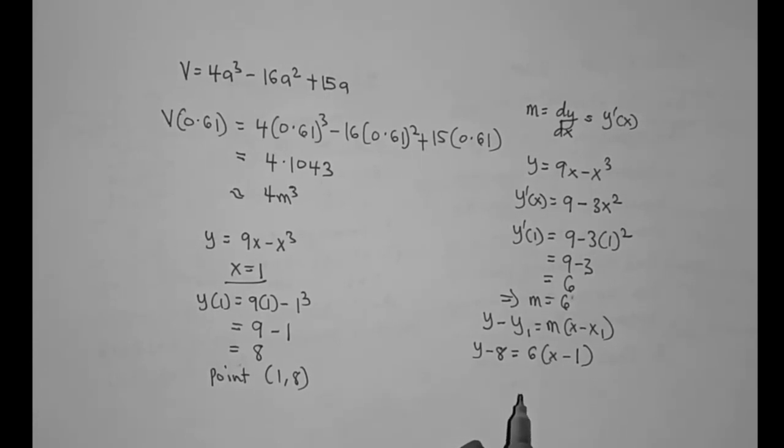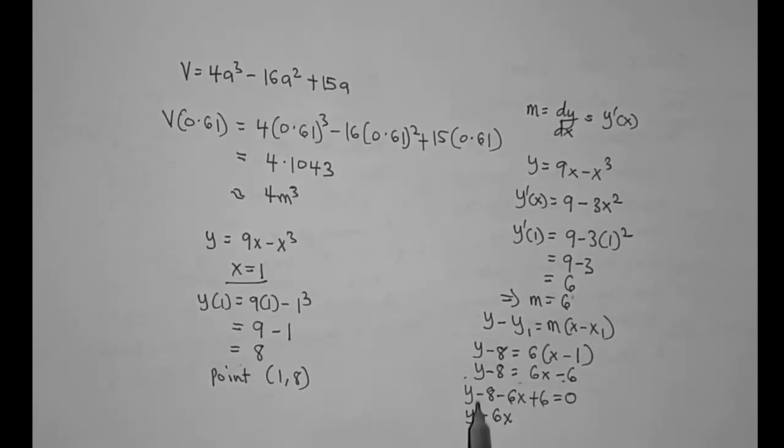So let's go ahead and distribute this. So y minus 8 is equal to 6 times x, 6x. 6 times minus 1 is minus 6. I want to take everything to the left hand side of the equation. So y minus 8 minus 6x plus 6 is equal to 0. So the final answer is y minus 6x, then minus 8 plus 6 is minus 2, is equal to 0.